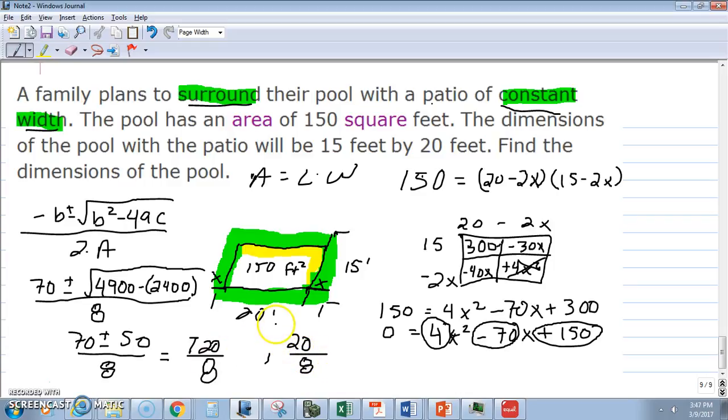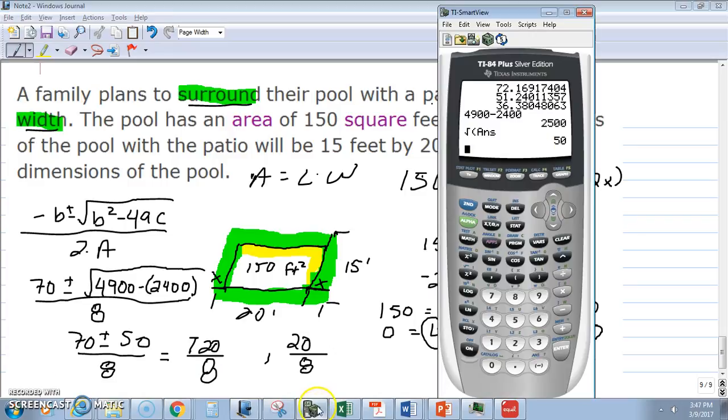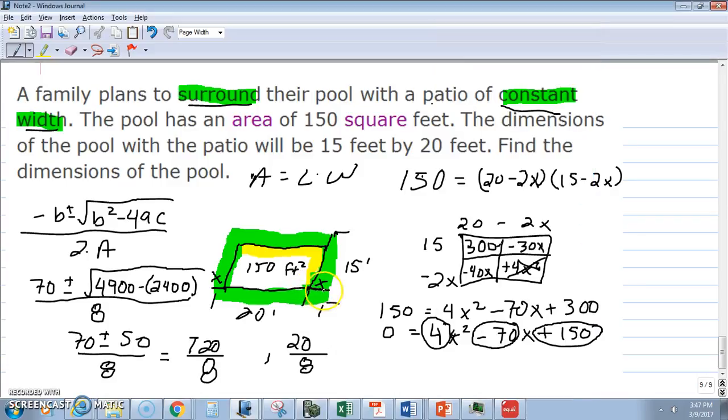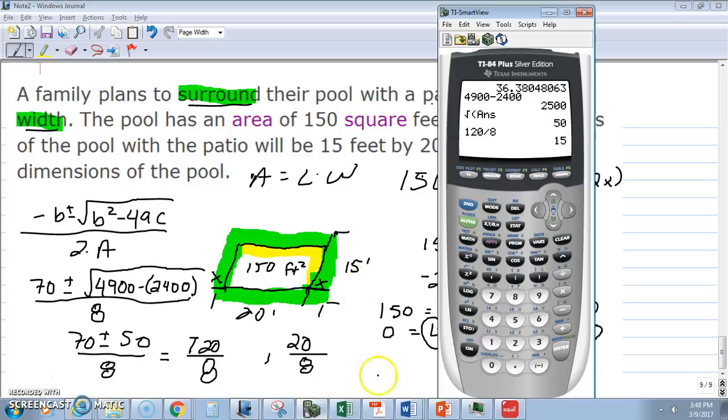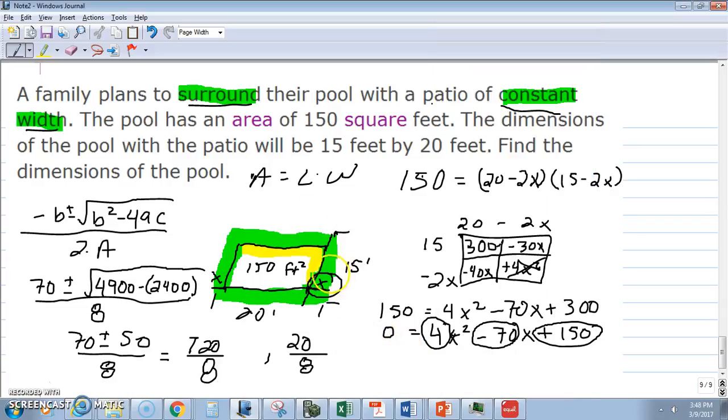And only one of those answers is going to be correct. 120 divided by 8 is 15. And I know that can't be right because my x is this little part right here, and it's going to be less than 15, right? So what is just 20 divided by 8? 2.5. So I'm guessing that this x here is 2.5. So that's the correct way to go. Both answers complete the equation, but in the real world situation, x is going to be 2.5.